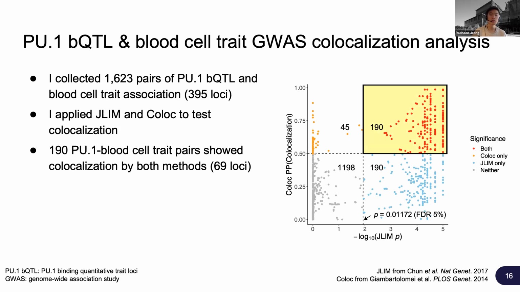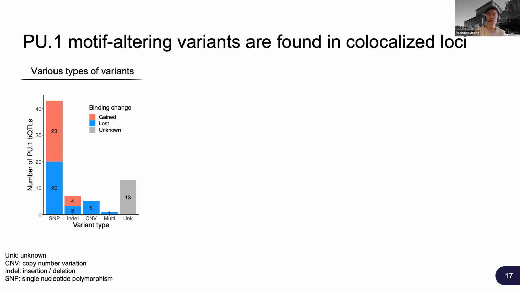Surprisingly, there were many loci that showed different results in the two methods, and this further motivates using two complementary methods to identify high-confidence colocalization. Now, I searched for PU1 motif-altering variants in those colocalized loci. Most were single nucleotide polymorphisms, and 7 were short insertions or deletions. In only 13 of the loci, shown in gray, I could not identify a likely PU1 motif-altering variant.